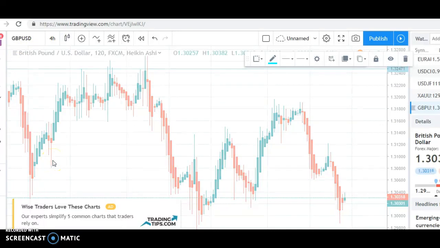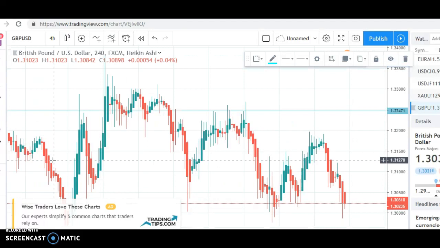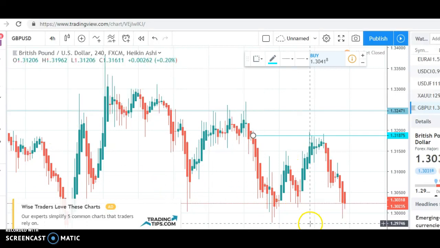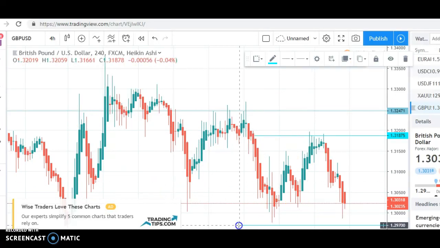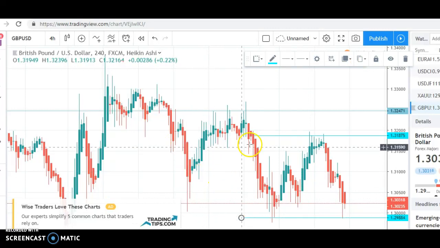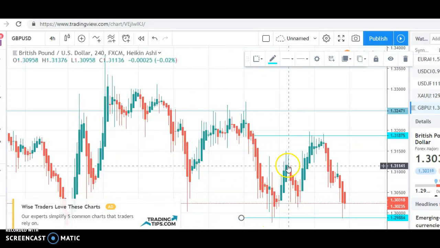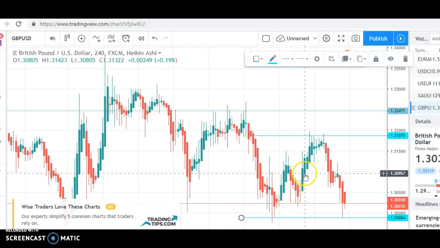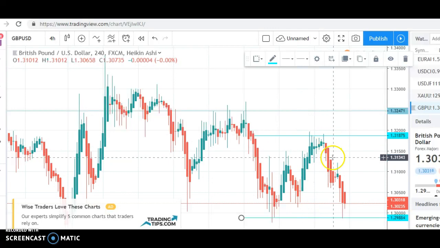4 hours. See what happens. Okay, now look at what happens right now on GBPUSD. Look at this point, and this point, and this point too. Now look at this. It came here, hit it, went up, came down. Are you getting it now? Look at this point. It went up again and hit it. Are you seeing it now? It came down and it's coming down here. It has hit it already.